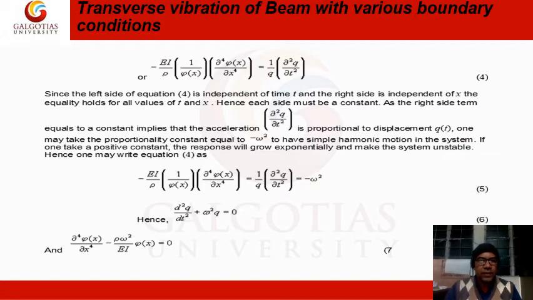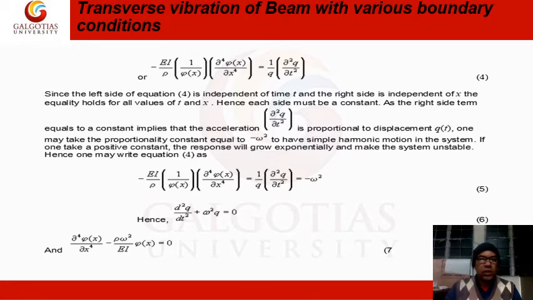So now the modified equation will be given here. Since the left side of equation 4 is independent of time t, and the right hand side is independent of x, the equality holds for all values of t and x. Hence each side must be constant. As the right side term equals a constant, it implies that the acceleration d2q/dt2 is proportional to the displacement q(t).